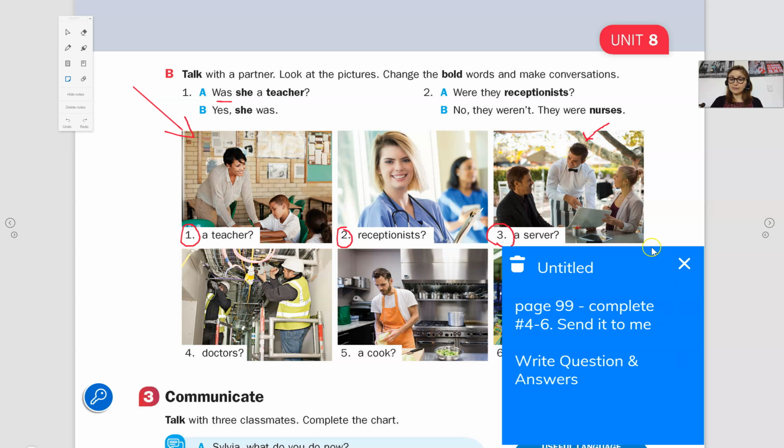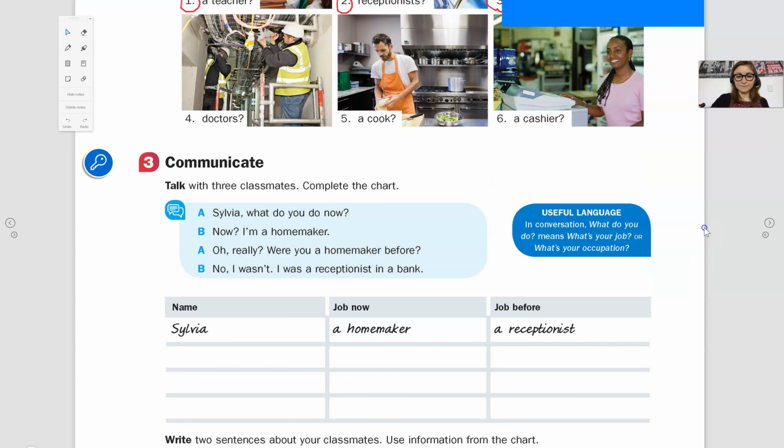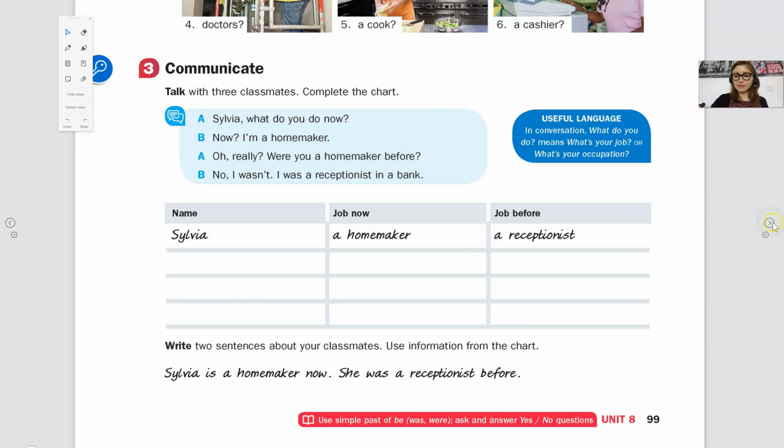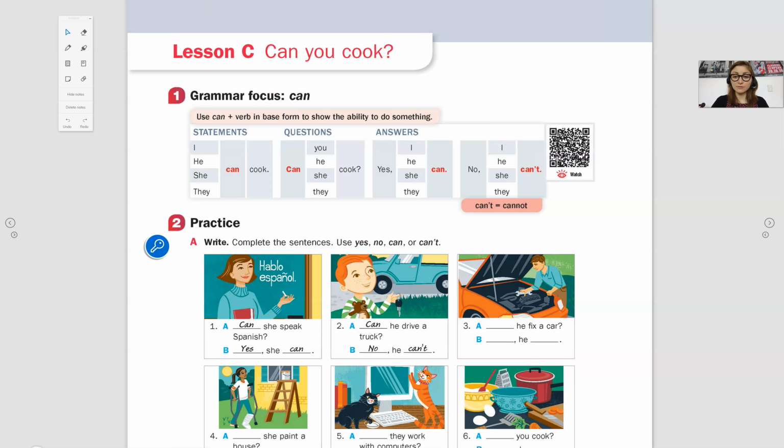So it's just practice, right? So again, page 99, complete numbers 4 through 6, send it to me, and write questions and answers. And you can send it to me on Remind. All right, okay, so we're going to do that one another day. We're going to do this one also. We're going to try this one for Thursday, but let's review a little bit.